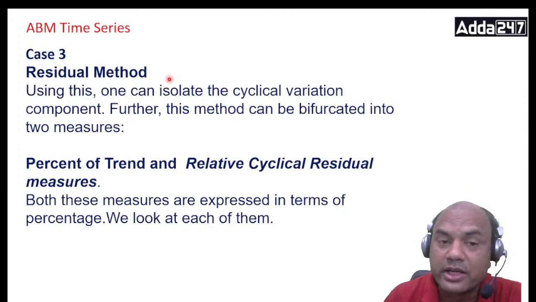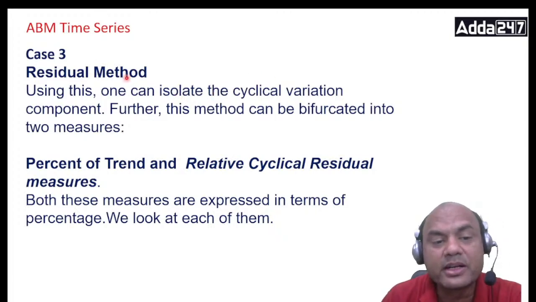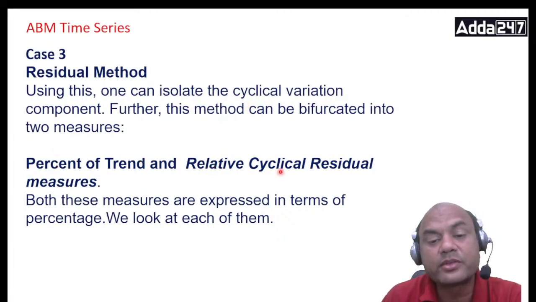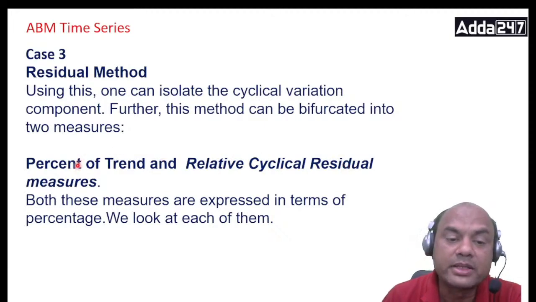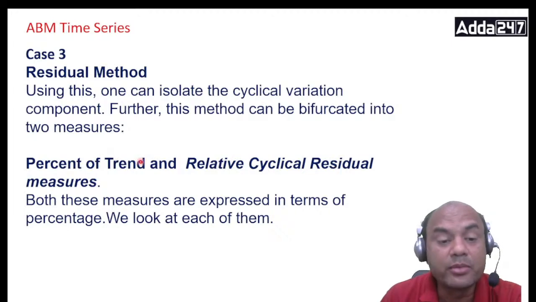It is used for isolating the irregular trend. Okay. Now this method can be divided into two parts. What are those two parts? First is percent of trend, and second is relative cyclical residual. Percent of trend and relative cyclical residual. Okay. Now we'll study both of them.